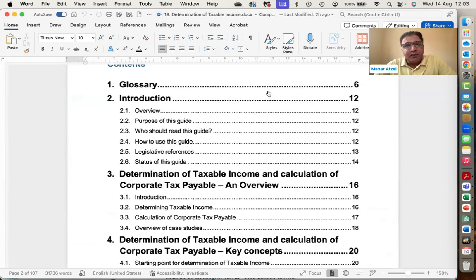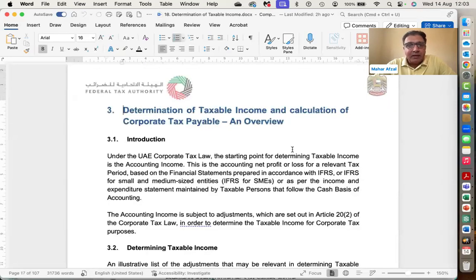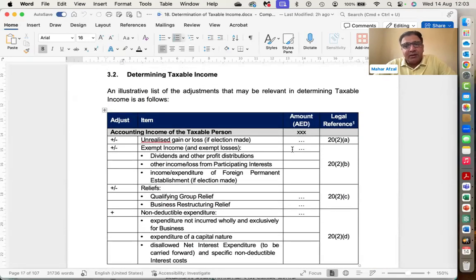Then in the introduction, what is the purpose of this guide? The purpose is straightforward: to give more guidance and clarification to the taxpayers so that they will be able to prepare their return and submit it properly. In the overview section, which is an overview of the overall guide, they have given one very good template. This template is quite helpful for taxable persons on how to prepare their tax return. We'll discuss this template, but we will not be focusing on the key concepts.